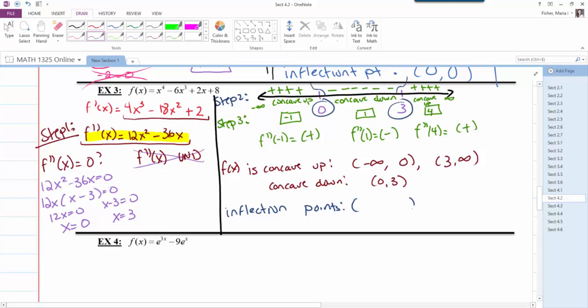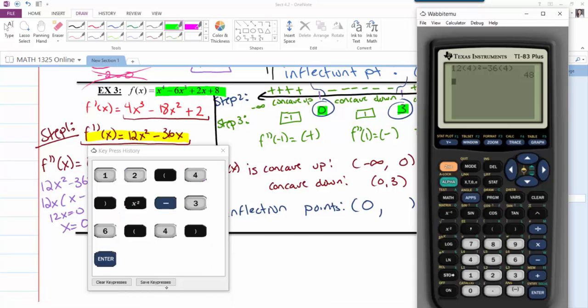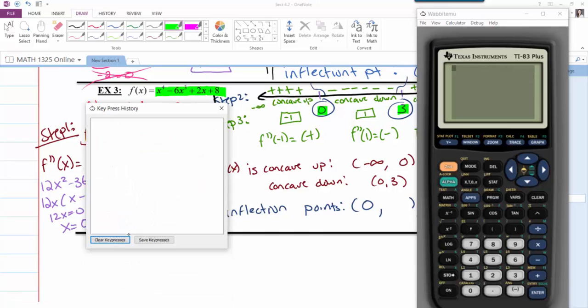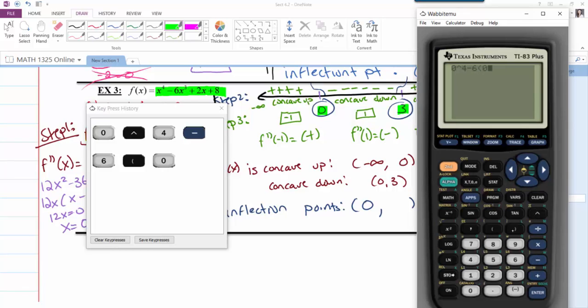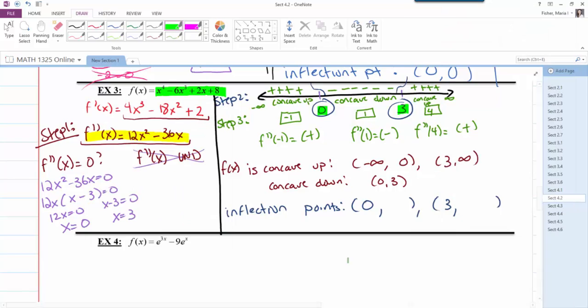To find those two points, first we're going to plug 0 into our original function, and then we'll plug 3 into our original function. So again, let's grab the calculator to figure that out. 0 to the 4th minus 6 times 0 cubed plus 2 times 0 plus 8 is 8. So that's the point 0, 8.